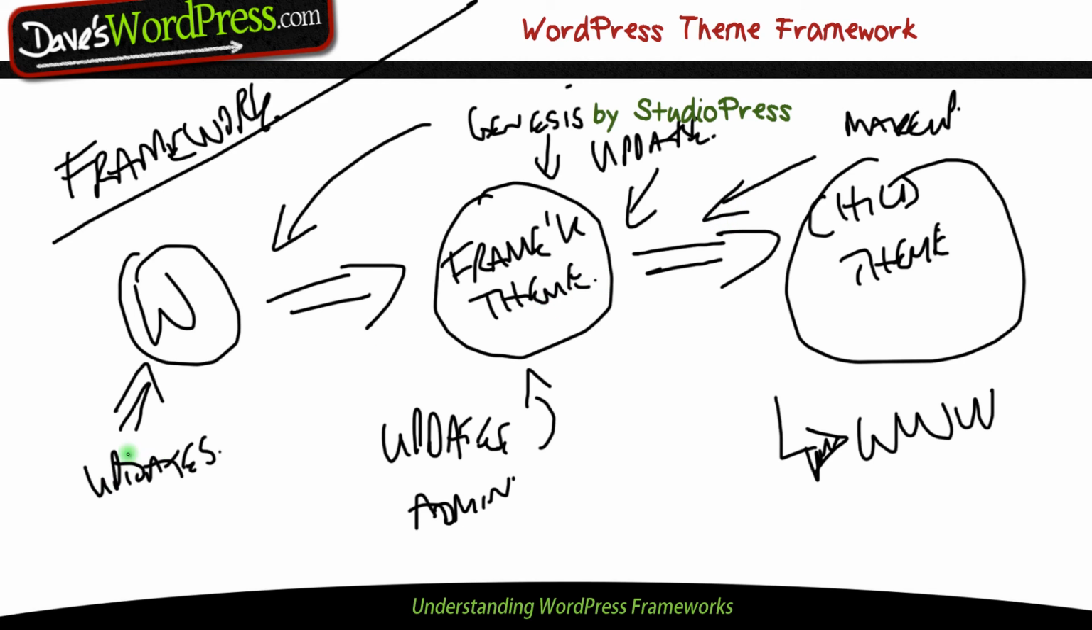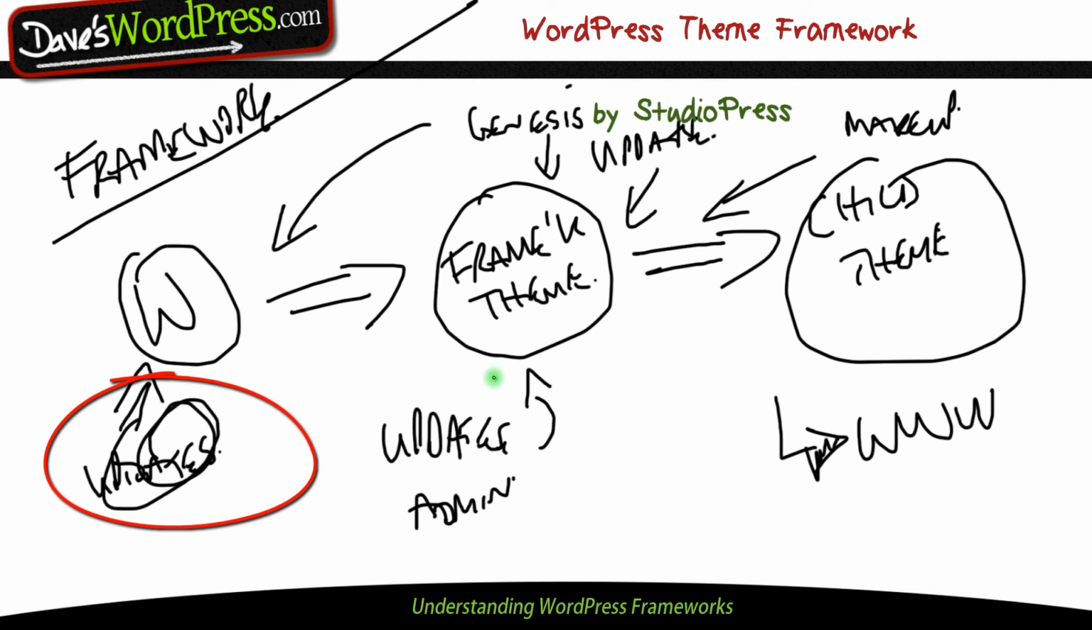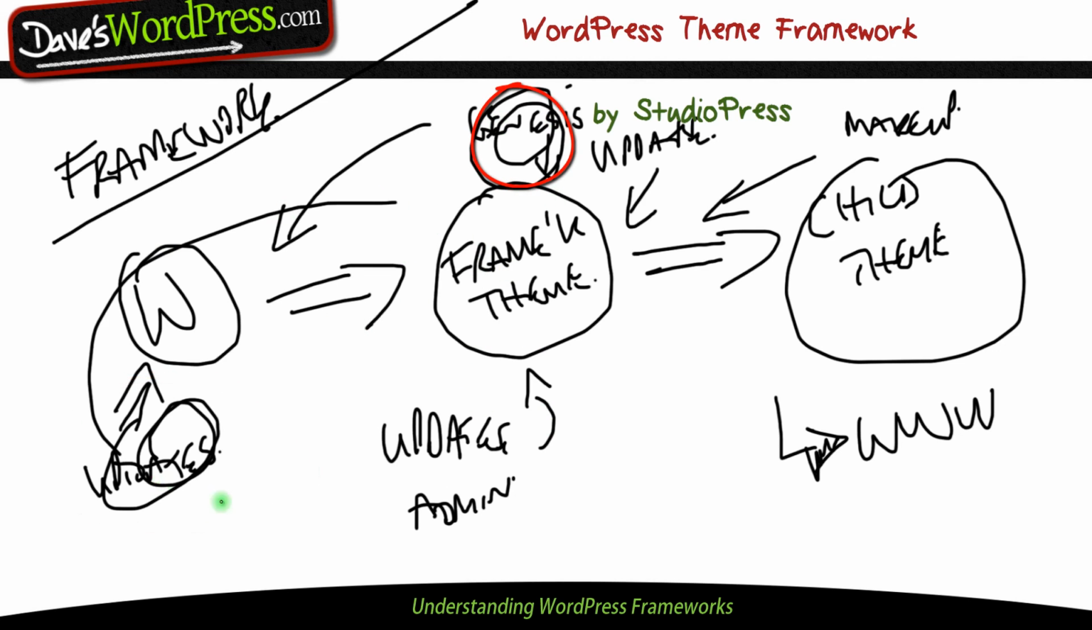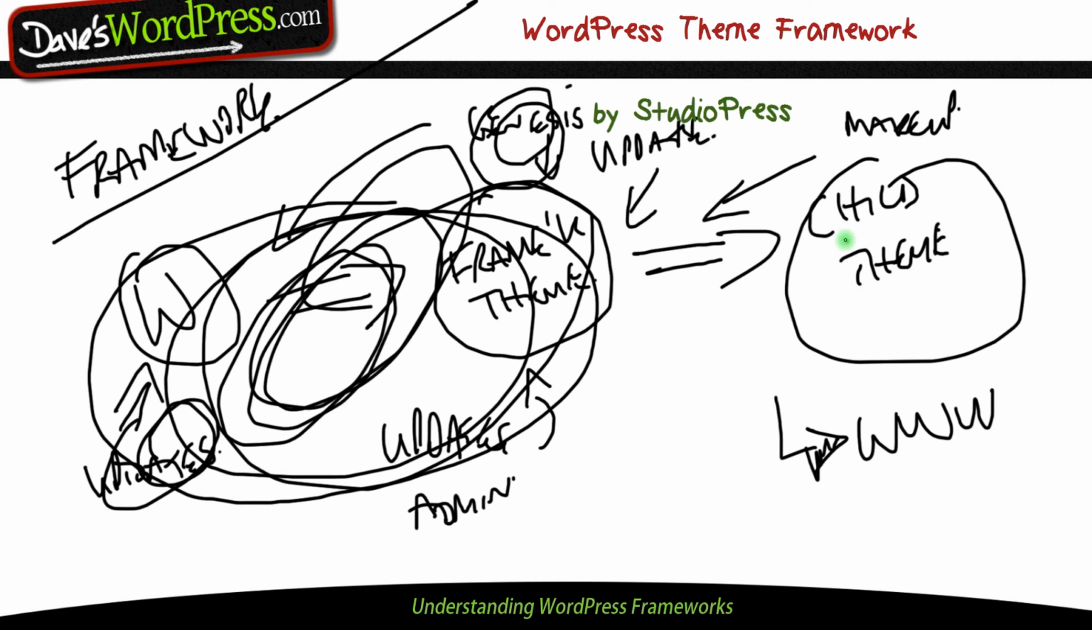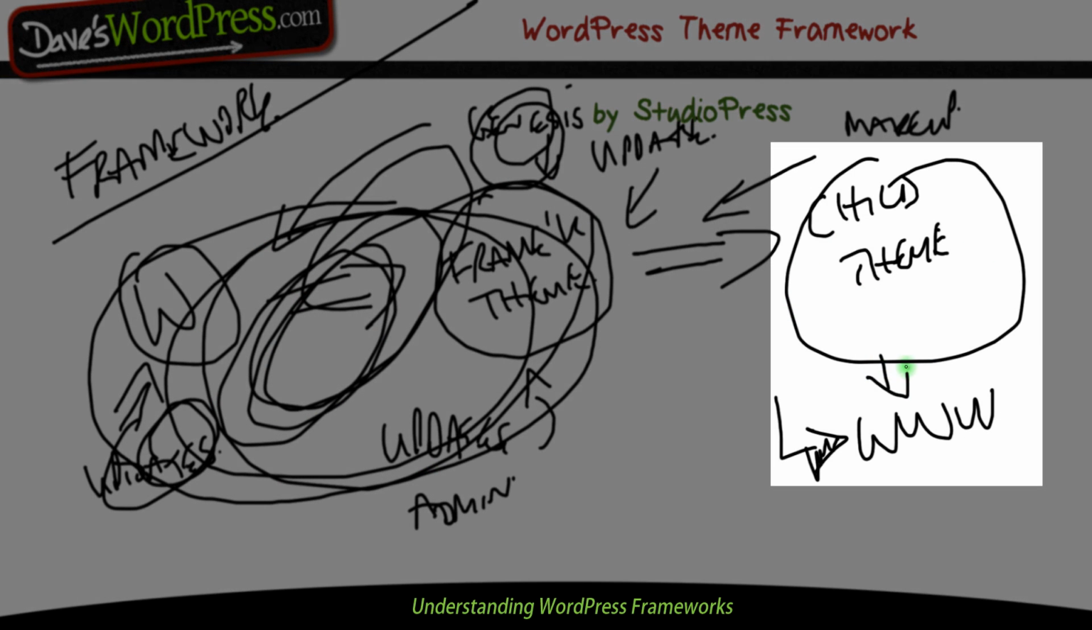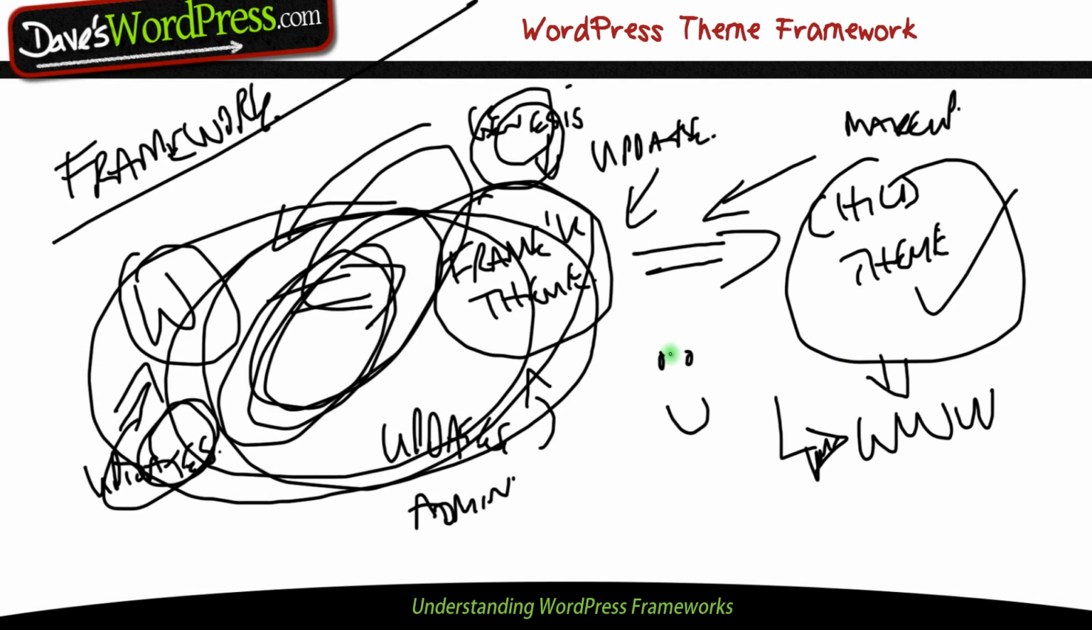So even if there's a WordPress update, even if there is a theme update from Genesis, it's all controlled in these areas here, which means your child theme, which is obviously what everyone's seeing on the World Wide Web, never ever is broken or changes or anything. It's always kept up to date, and everyone is happy.